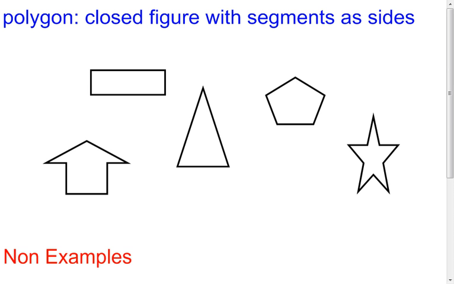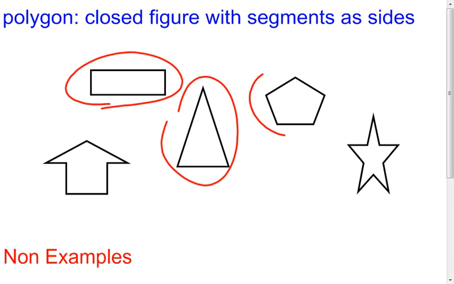Now, some of them you probably recognize that you've seen before. You've seen something that appears to be a rectangle or a triangle. Here's a pentagon. But even something like this one, that's a polygon, because when you look at it, all the sides are segments. It's closed. That's a polygon. Same thing with the star over there. That's going to be a polygon as well.